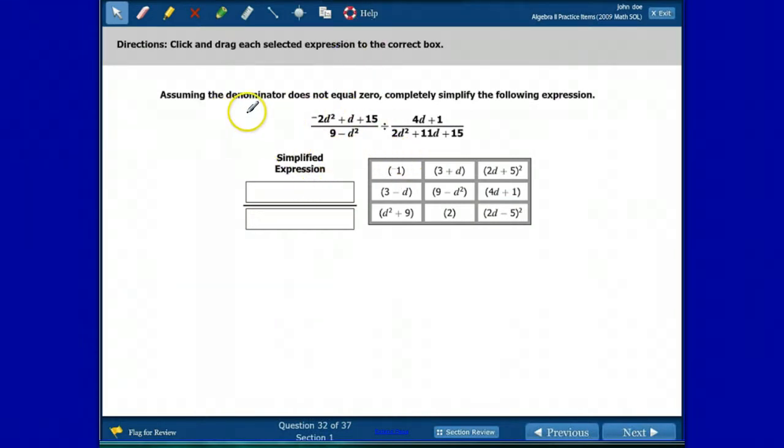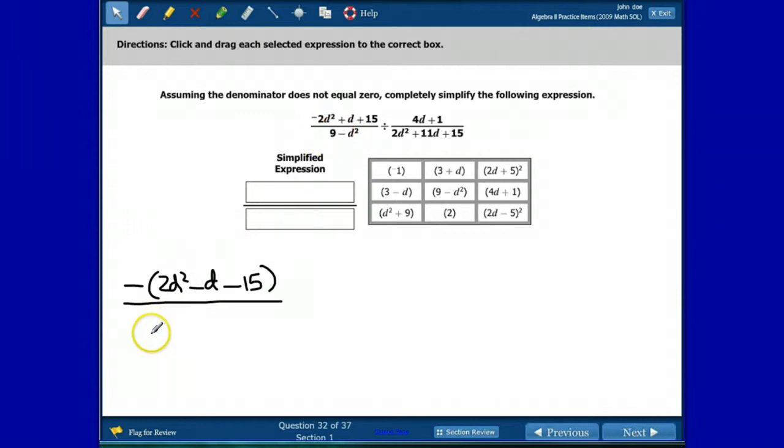All right, so it says here, assuming the denominator does not equal 0, completely simplify the following expression. This is all about factoring. This one's pretty tough. I don't really like the minus 2 starting everything off, so I'm going to take a negative out of that. If I take a negative out, all my signs change. I don't like having a negative in front of my x squared term or my d squared term because that just messes with my mind.